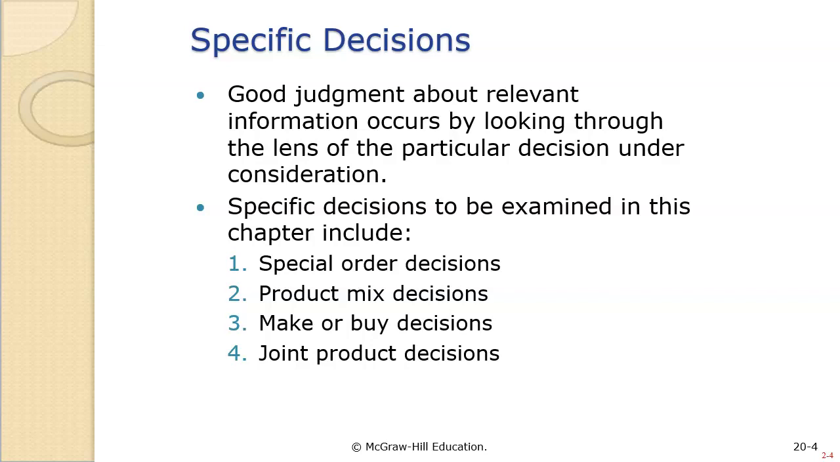Specific decisions: good judgment about relevant information occurs by looking through more of a microscope at the particular decision under consideration. Here are four examples of these more specific decisions that businesses have to make: one, special order decisions; two, product mix decisions; three, make or buy decisions; and four, joint product decisions.